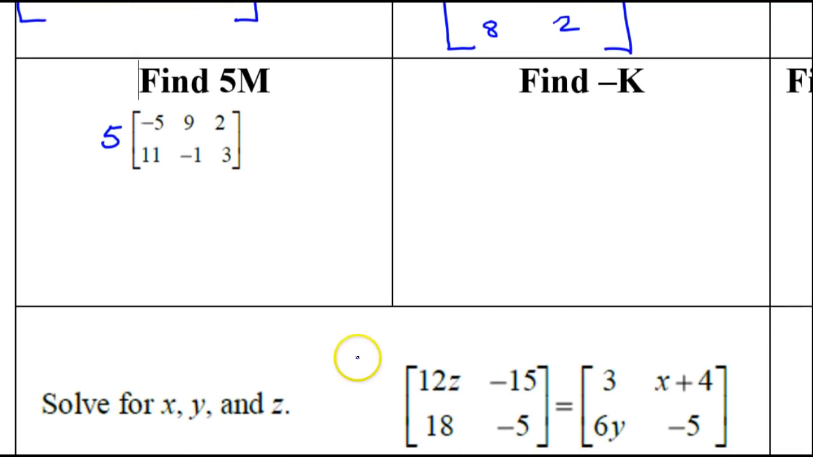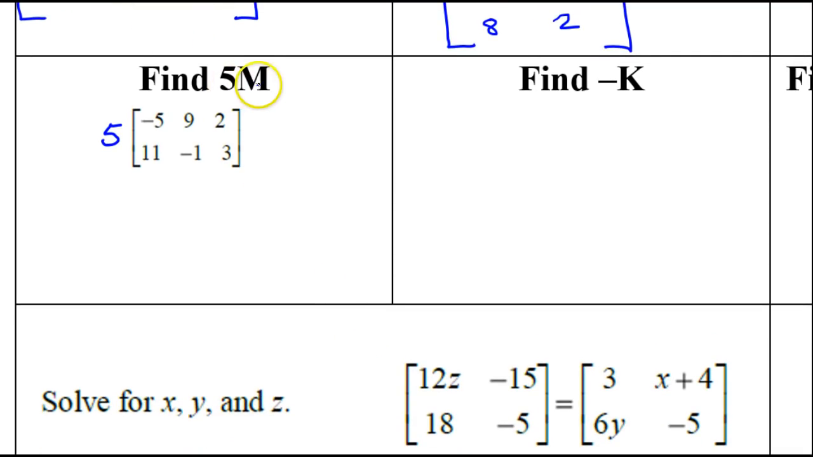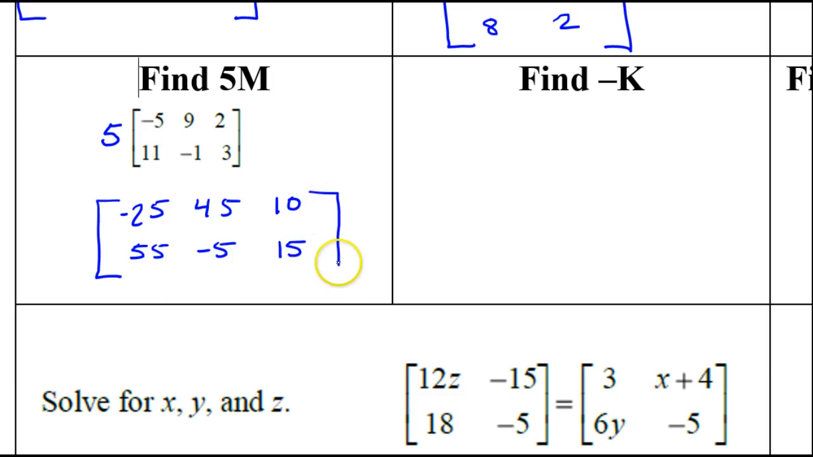All right, practicing our vocabulary. When we say 5M, this is 5 times matrix M. The number 5 is called a scalar, and this is scalar multiplication. So when you multiply a scalar times a matrix, you simply multiply the scalar times each individual element in the matrix. So I'm going to get negative 25, 45, 10, 55, negative 5, and 15. So that's how you do 5 times matrix M.